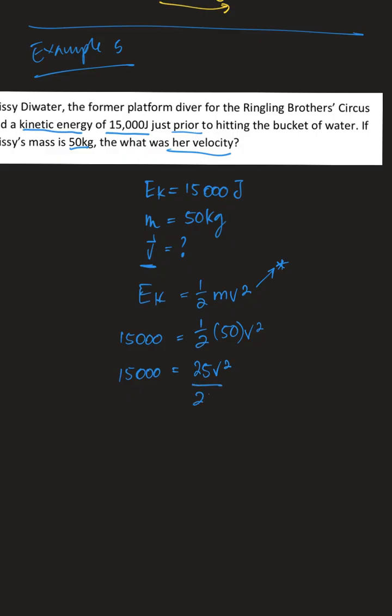Right? So we're going to divide by 25. That's going to cancel. Divide by 25. And I'm going to get v squared is now equal to 600.